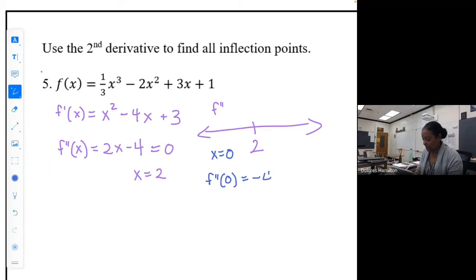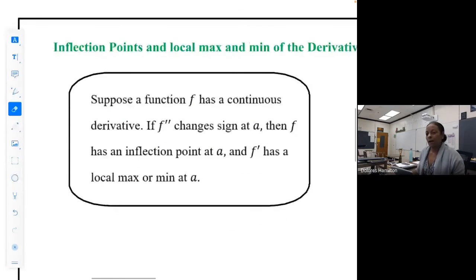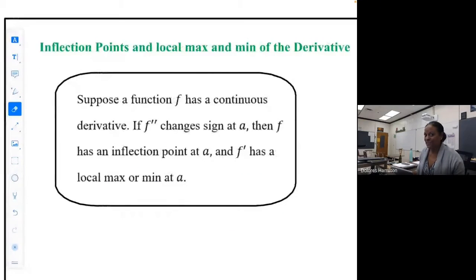And because we know that's negative, f double prime is negative to the left of 2. I'm going to choose 3 for the value to the right of 2. And I get that f double prime of 3 is 2. More specifically, it's positive. So I know that x equals 2 is an inflection point because f double prime changes signs. Now what I love about this is we've already done this, so it's just going to drive it home. We did this in chapter 2.